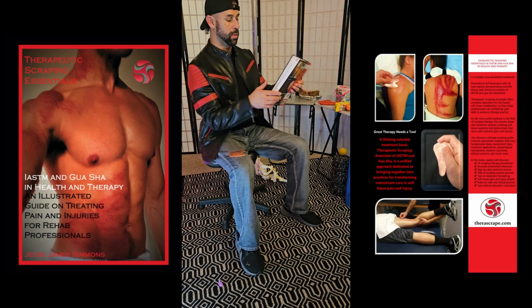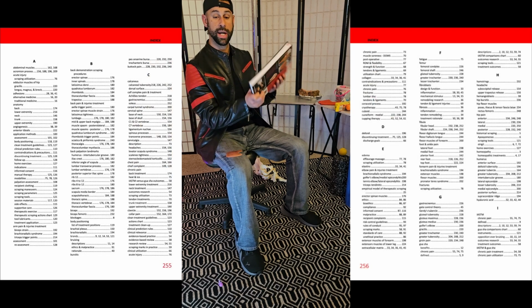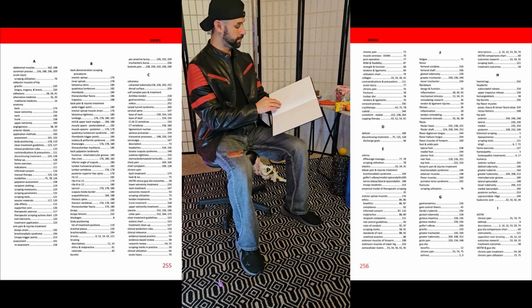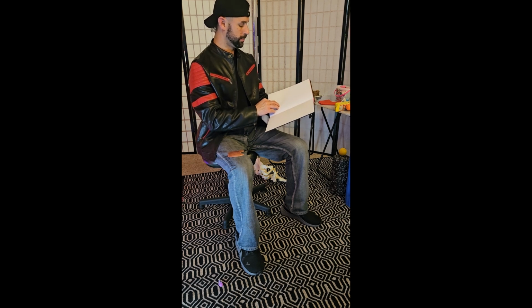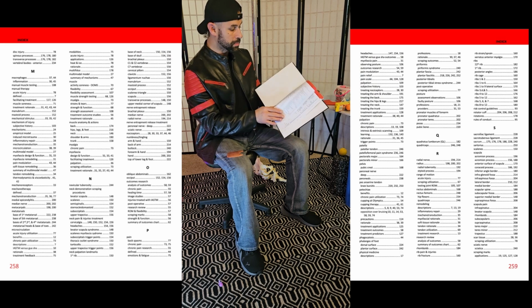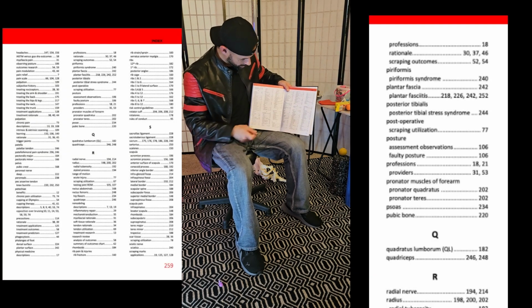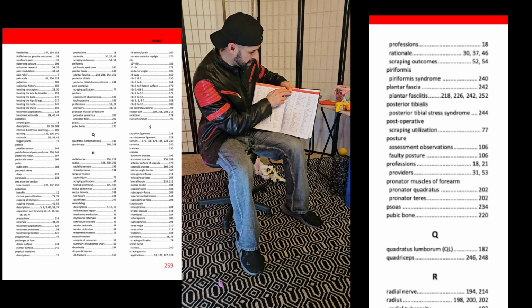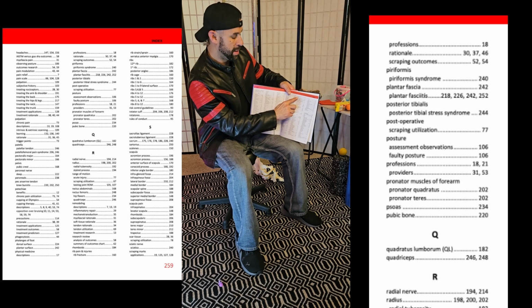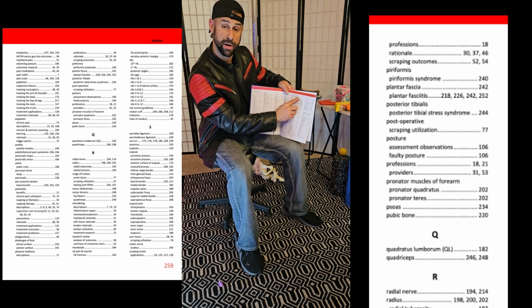We could also find piriformis by going to the back of the book in its index and flipping towards P, in which, as we scan, we could find piriformis is listed on page 240, where it discusses piriformis syndrome.